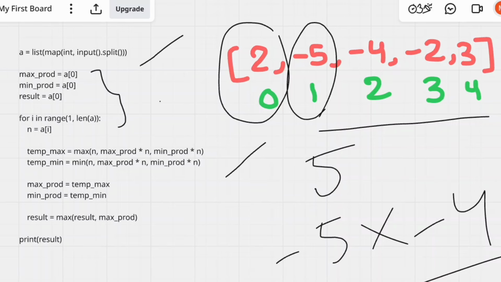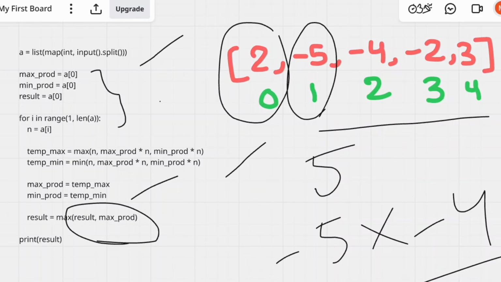Now update max product and min product as well. After getting these two values, we want the result. That comes from taking the maximum of result and max product. After completing this, print the result.